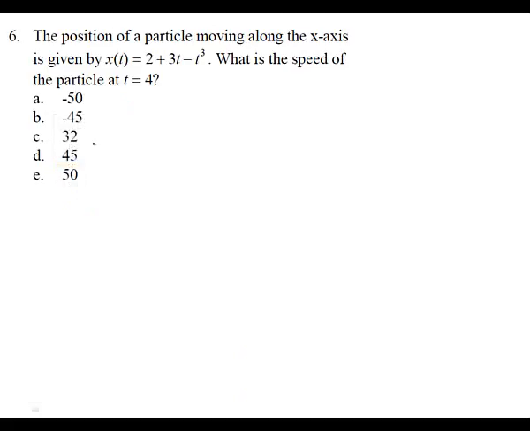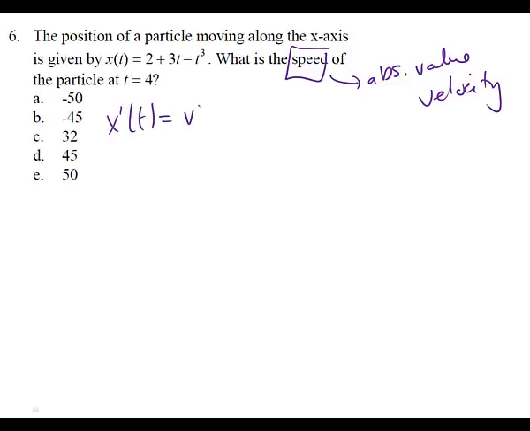All right, position of a particle moves along the axis. What is the speed? Okay, so speed is the what? It's the absolute value of velocity. So I need to go, how do I get velocity? First derivative, and then I plug my 4 in and take the absolute value of it. Okay? So x prime of t is the same as the velocity of t. So let's see, what's the derivative of 2? 0. Okay, derivative of 3t. 3. Derivative of negative t cubed.